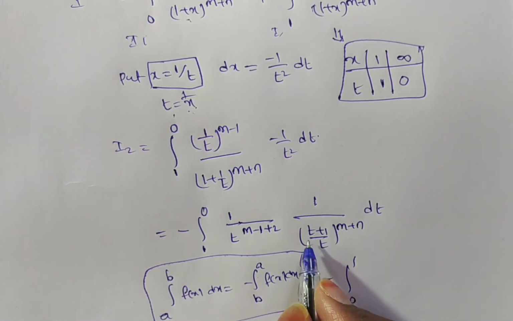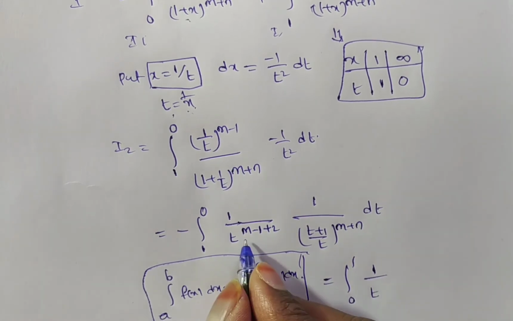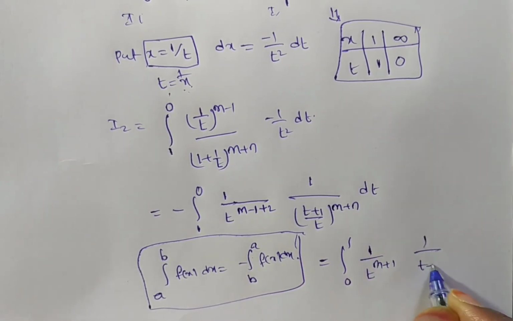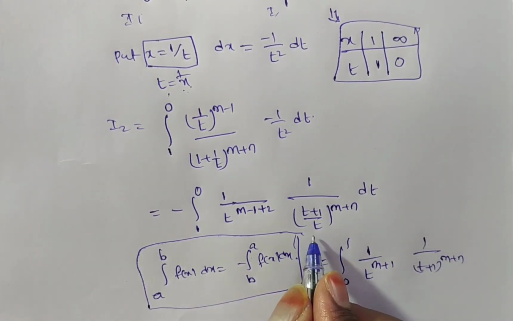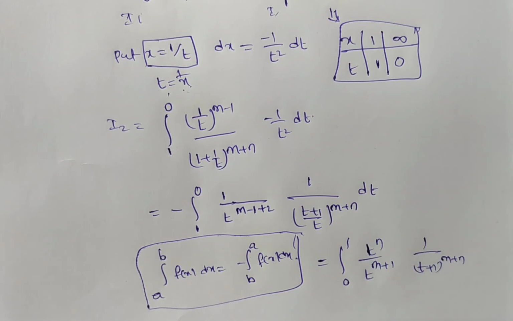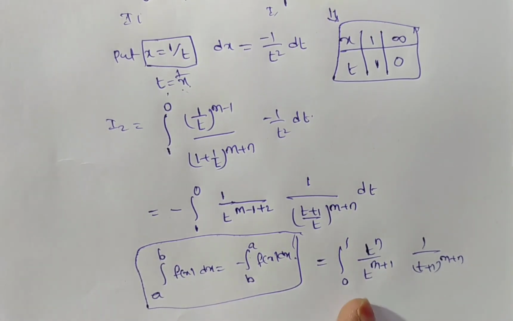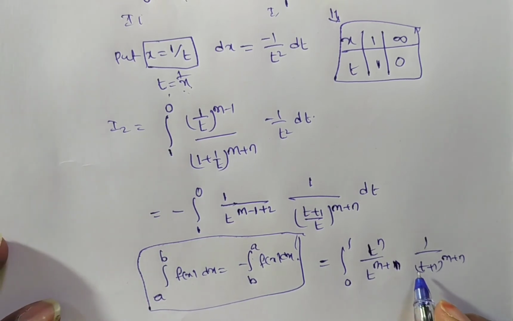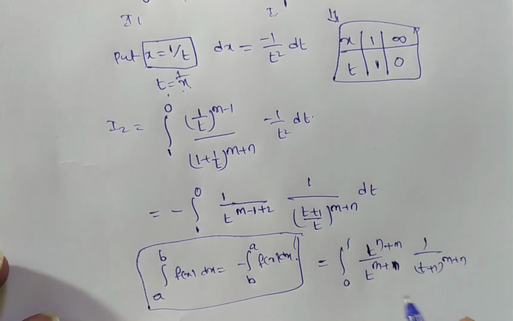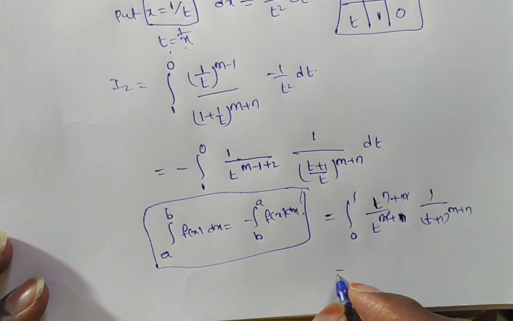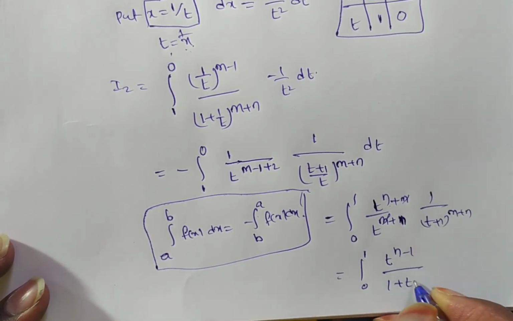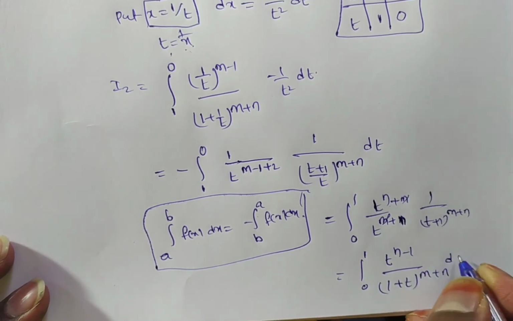Now here you see 1 by t power m plus 2 minus 1 is nothing but m plus 1. Next here you have 1 by (t plus 1) power m plus n. But in the denominator, what I have here? t power n. t power n goes to the numerator or not here? Ratio. So t power n. Now you have to simplify this one. Then what you are going to get? You see, here if you take t outside, then you will have t power m plus n, because you have a power m plus n. Now you see this m is getting cancelled, then you will have integral 0 to 1 t power n minus 1 by (1 plus t) whole to the power of m plus n into dt.